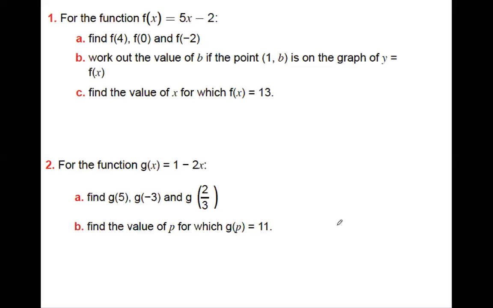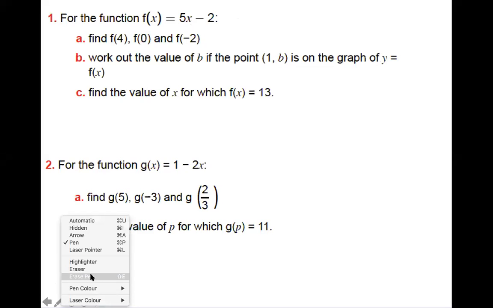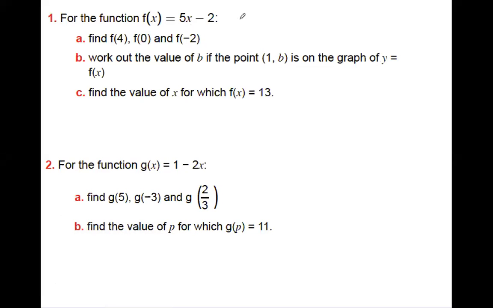Okay, so let's have a look at the type of question they would give you. So exactly what we've been doing so far. For the function f of x, find f of 4, f of 0, and f of minus 2. Work out the value of b if the point (1, b) is on the graph. Okay, so we're going to do this one so that at least you've got an idea. So the first one, I'm just going to do f of 4, right? Then you'll be able to do the rest.